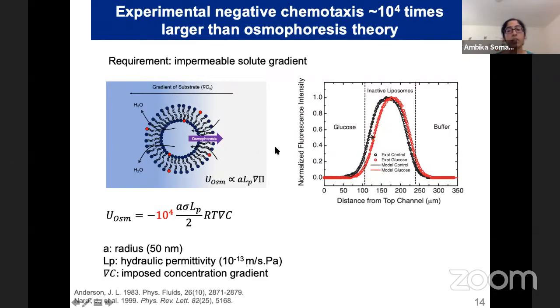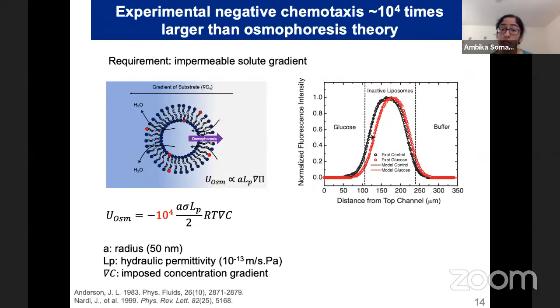Here, what we did is we compared our experimental values of negative chemotaxis with theory and found that we were able to get an overlap only with a huge factor of 10 to the power 4. So this told us that osmophoresis is negligible in our system, and we can effectively rule out osmophoresis. So at this point, we tested all the phoretic mechanisms that were available, but we weren't sure what was happening.